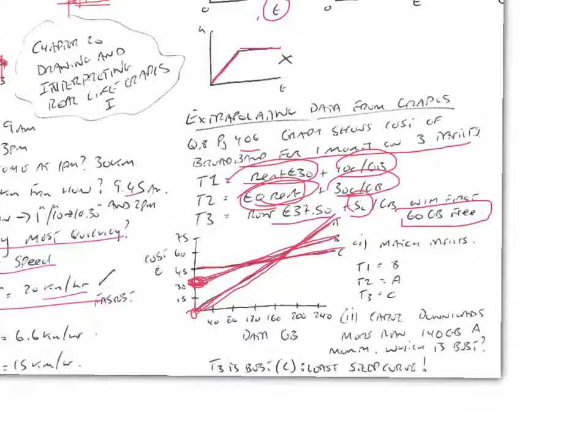Where it goes straight up to 60, and then it jumps up. Carol downloads more than 140 gigs a month. Which one is best? Well, T3 is the best. C is the best for Carol because it has the least steep curve. So she's going to go past 140 anyway, but at least when she's there, the rising cost per gigabyte is flatter than the other rises in cost per gigabyte. So T3 is the best tariff for Carol.